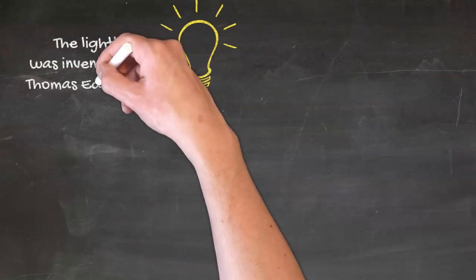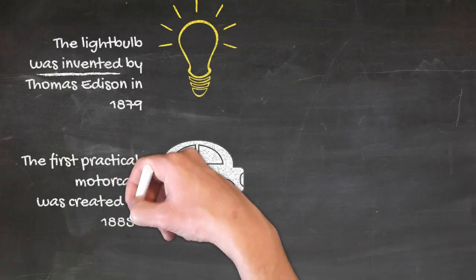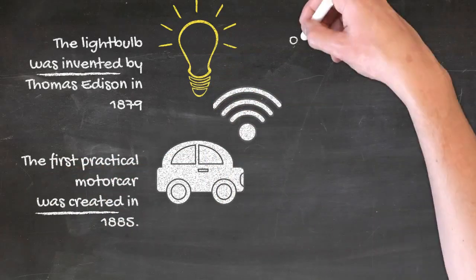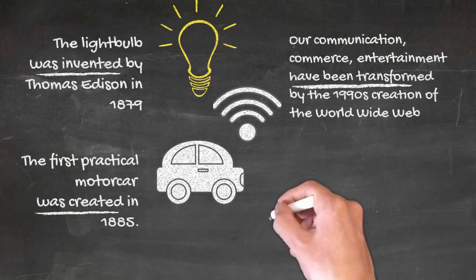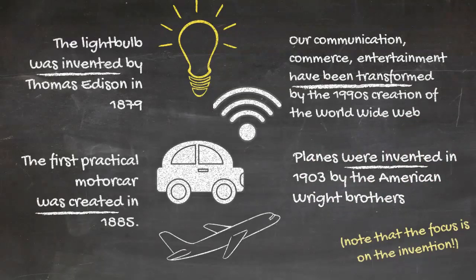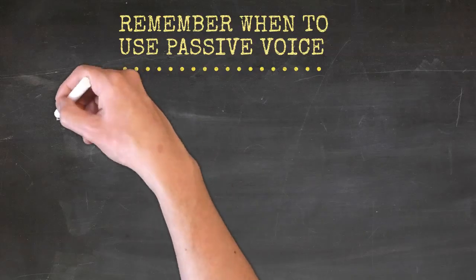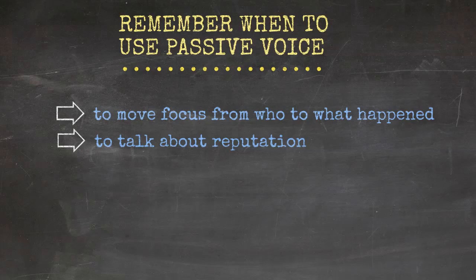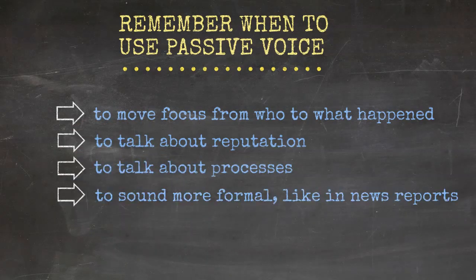The light bulb was invented by Thomas Edison in 1879. The first practical motor car was created in 1885. Our communication, commerce and entertainment have been transformed by the 1990s creation of the World Wide Web. Planes were invented in 1903 by the American Wright brothers. Remember when to use the passive voice: to move focus from who to what happened, to talk about reputation, to talk about processes, and to sound more formal, like in news reports.